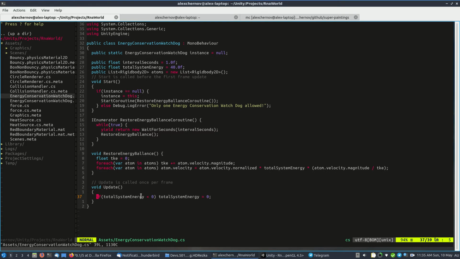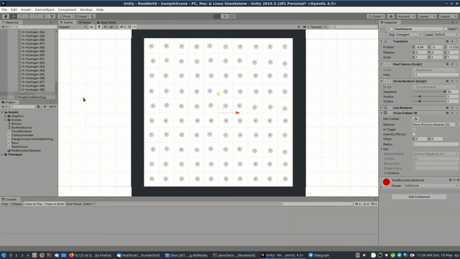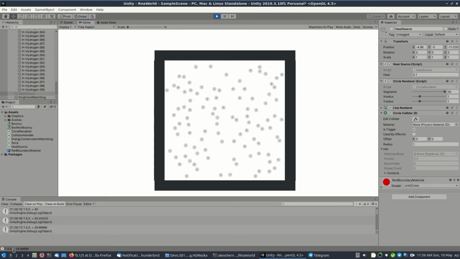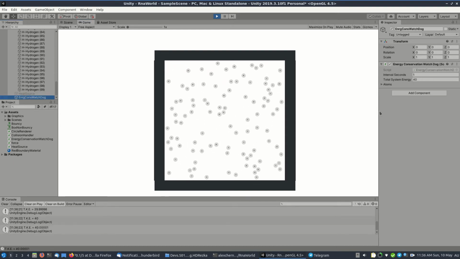Also, I added a small single thing here in case we somehow lose so much energy that it would go into negative numbers. It actually gives a very funny effect, but it's completely unrealistic, so I make sure that the total system energy never goes below 0. So let's see how it works. Let me turn this off for now, we don't need it yet, and let's start. The system bumps in, it moves for a second a bit faster, and then it sort of settles to this 40, the total energy that we have specified in our energy conservation watchdog.